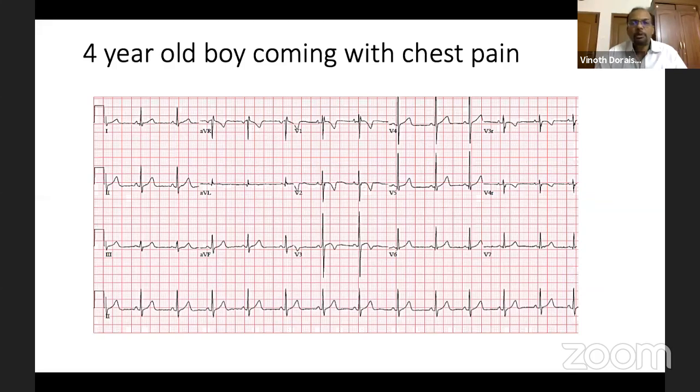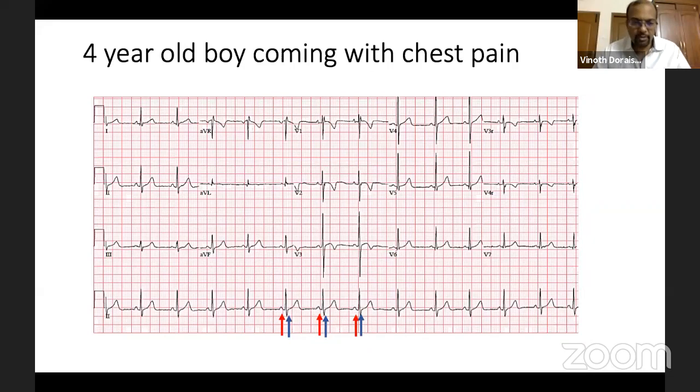So this is a 4-year-old boy coming with a chest pain, which is a non-cardiac chest pain. Okay, so you want to see is this sinus rhythm or not. So what is the first condition? Each P wave should be followed by a QRS complex. These so many P waves you're seeing, each one is followed by a QRS complex with a constant PR interval. Okay, so that is correct.